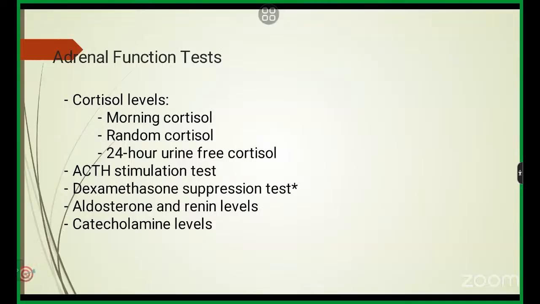First of all, it's very important for you to know which cortisol levels are being requested before deciding to prepare the patient for analysis. We are also going to look at the others: ACTH, dexamethasone suppression, aldosterone and renin levels, and catecholamine levels. How we prepare the patients, how the samples are drawn, the sample requirements, and so on.